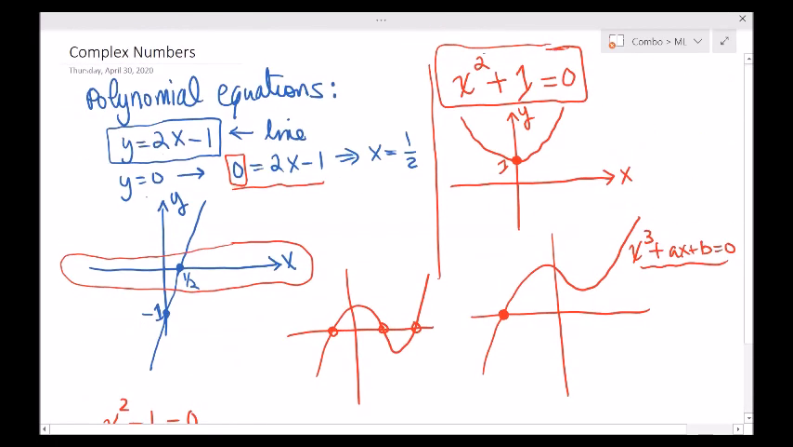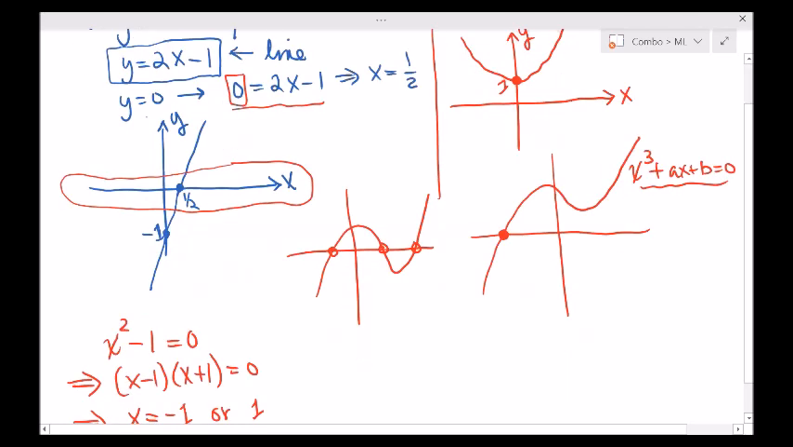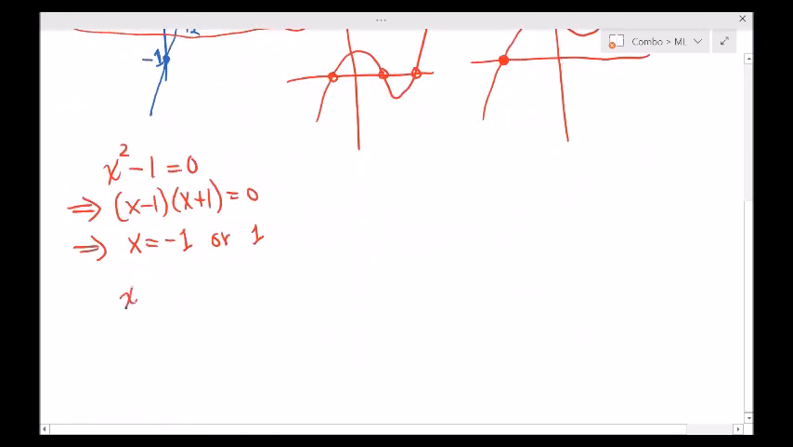So if you go back to this one, let's try to solve it all the way. So x squared plus 1 is equal to 0. Technically, I'm supposed to take that 1 to the other side. An alternative way to solve it would be the following: x squared is equal to -1, and then we can go ahead and take the square root of both sides.